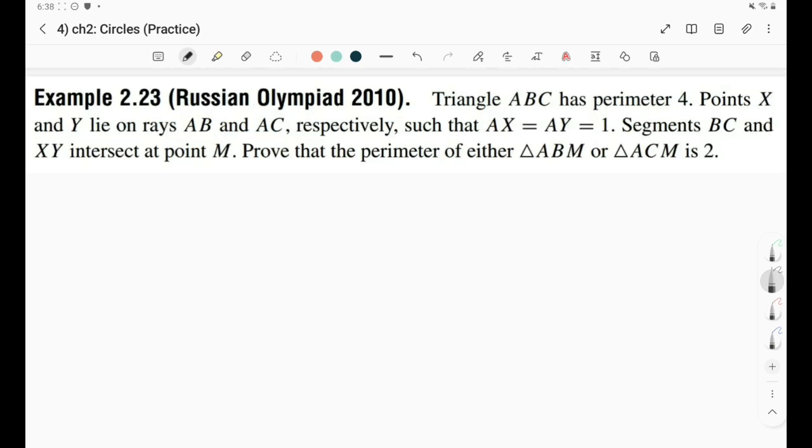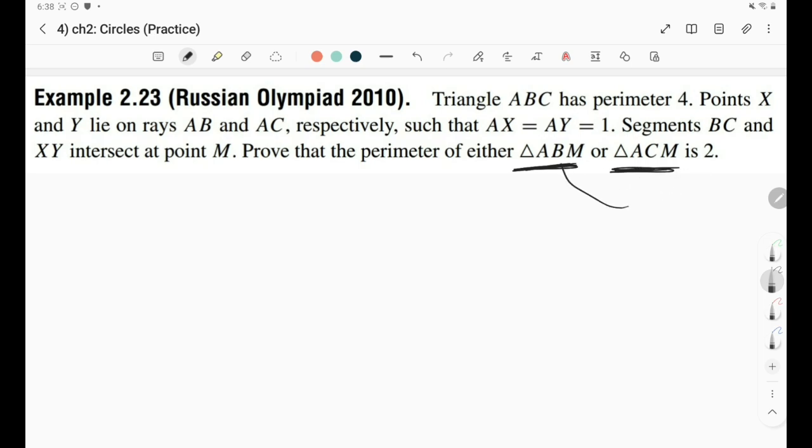Alright, our example 3 for today is from Russian Olympiad 2010. So let's give that a try. We've got a triangle ABC with perimeter 4. So they are giving us the perimeter of our triangle. Then they are defining 2 points, X and Y, on rays AB and AC, such that AX equals AY equals 1. Okay, so they're defining everything numerically here, it seems. Then we're given that segments BC and XY meet at a point M. What we need to prove is that the perimeter of either triangle ABM or ACM is 2.